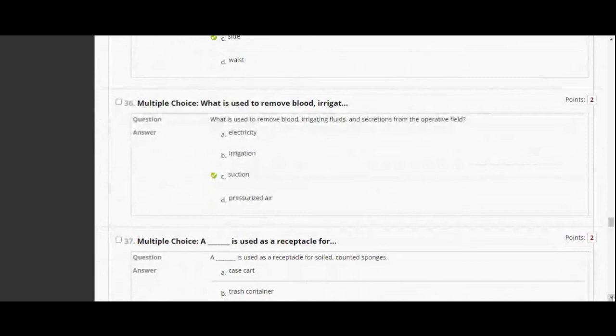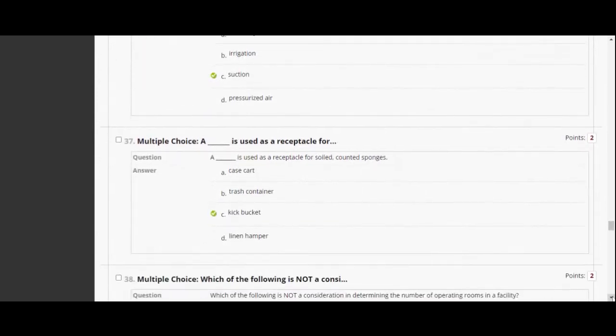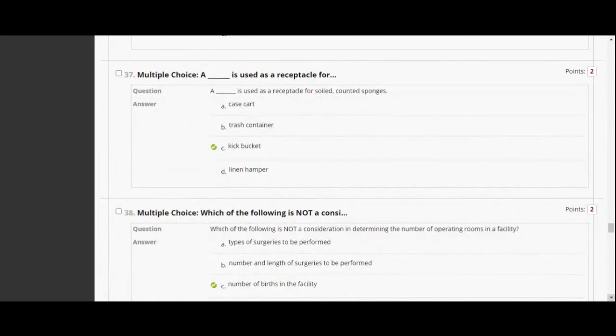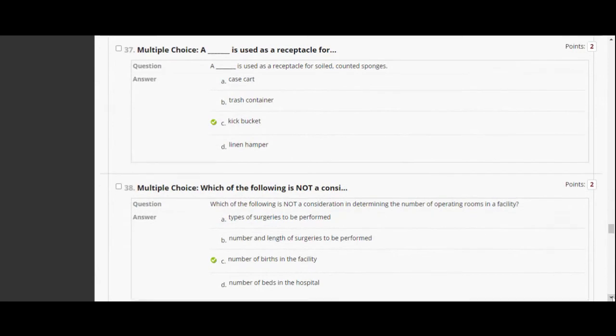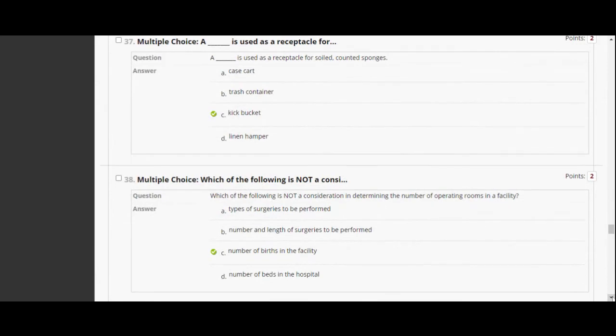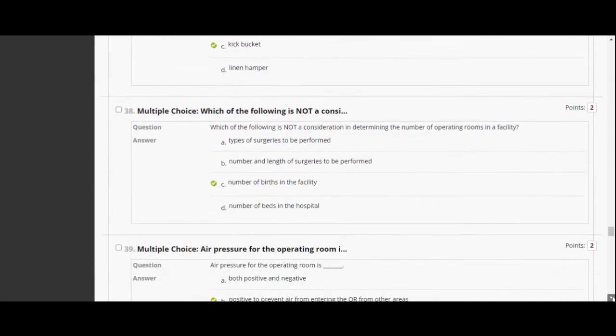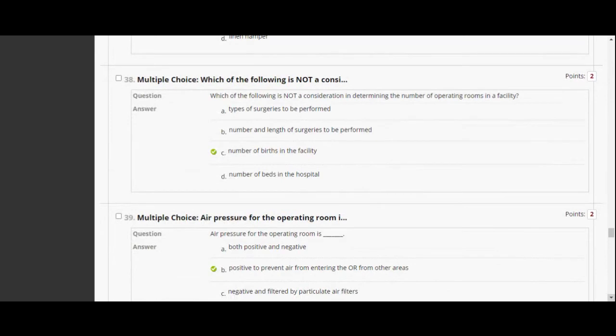What is used to remove blood, irrigating fluids, and secretions from the operating field? That's your suction. A blank is used as a receptacle for soiled and counted sponges. That's your kick bucket, and I showed you that in the operating room. Which of the following is not a consideration in determining the number of operating rooms in a facility? And that's the number of berths in the facility.